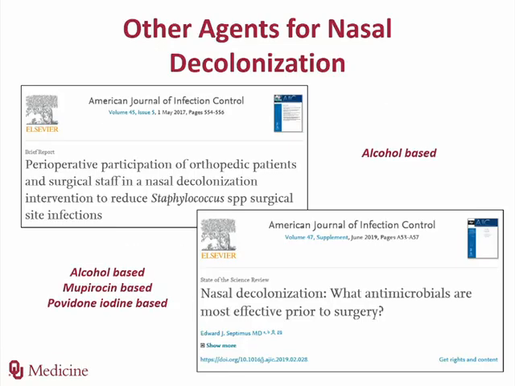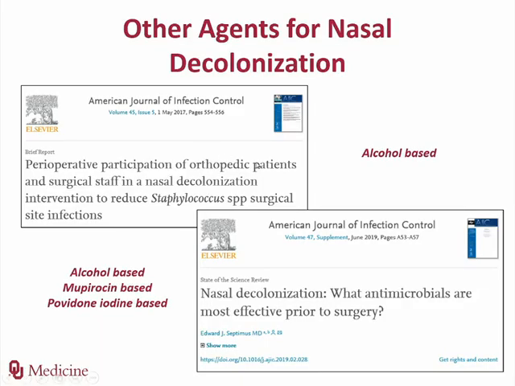There are other things, I'm not going to talk about the other agents. The agent that's been studied the most for nasal decolonization has been mupirocin, but there are some other interesting new products that are out there. There's the alcohol-based product that seems to be pretty effective. I will tell you, when we were looking at the literature on skin decolonization, alcohol's very effective. Alcohol kills bacteria really quickly. So I think it's an interesting product.